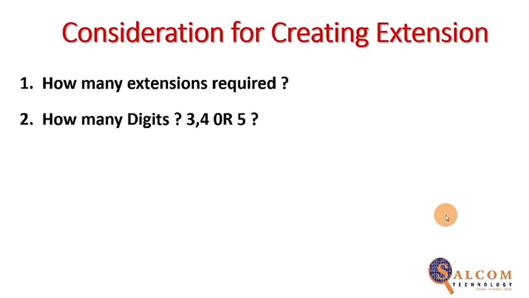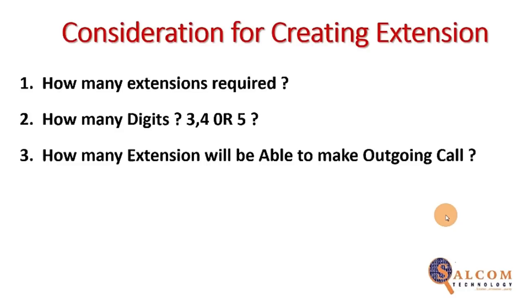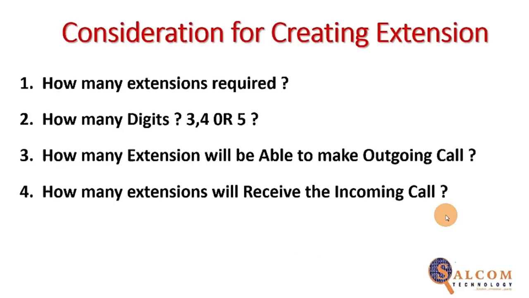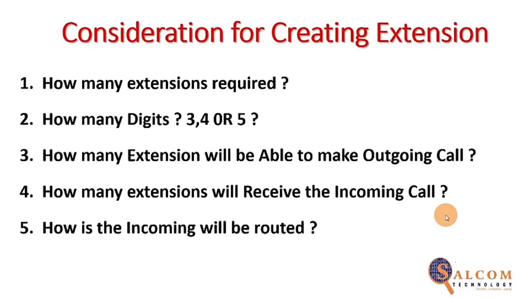This you need to agree with the end users or your customer. But mostly what is common is 3 digits, like 101, which is the olden days numbering system that people are accustomed to. Then also, how many extensions will be able to make outgoing calls? 2, 3. Also, how many extensions will receive incoming calls? Is it everybody? Is it only the reception? Or we need to implement an IVR, which is interactive voice response, on our phone system.